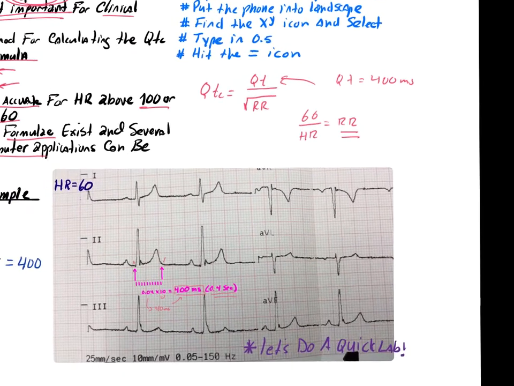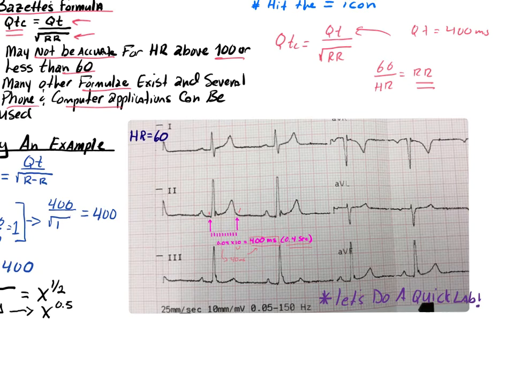So let's go here. In this particular case, the heart rate is 60. So what would be the R to R here? 60 divided by 60 equals 1, right? So if I rewrite the formula now with all the information, the corrected QT interval in this patient would be 400 divided by the square root of 1.